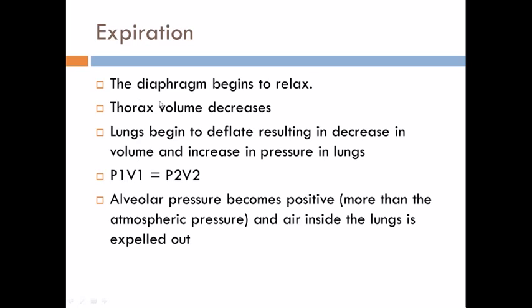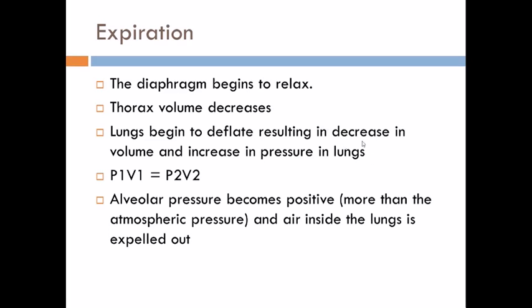So the diaphragm begins to relax, and when it relaxes, it decreases the thorax volume. I'm sorry, I again forgot the muscles that are responsible for expiration, which are the internal costal muscles. When they also contract, they pull the chest wall inward, and these two cause the lung to deflate because the interpleural pressure becomes less negative.